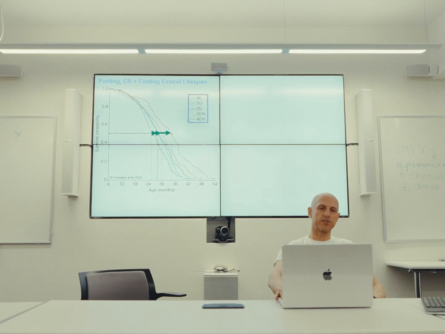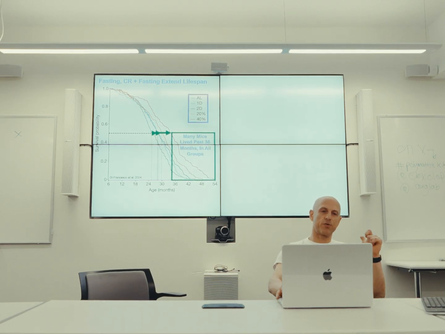This has been shown in other studies. But what's interesting about this study is that many mice live past 36 months. So the median lifespan in the 40% CR group was 36 months. But you can see that there were even mice in the ad lib group who lived past 36 months, and other groups too, not just the CR groups.